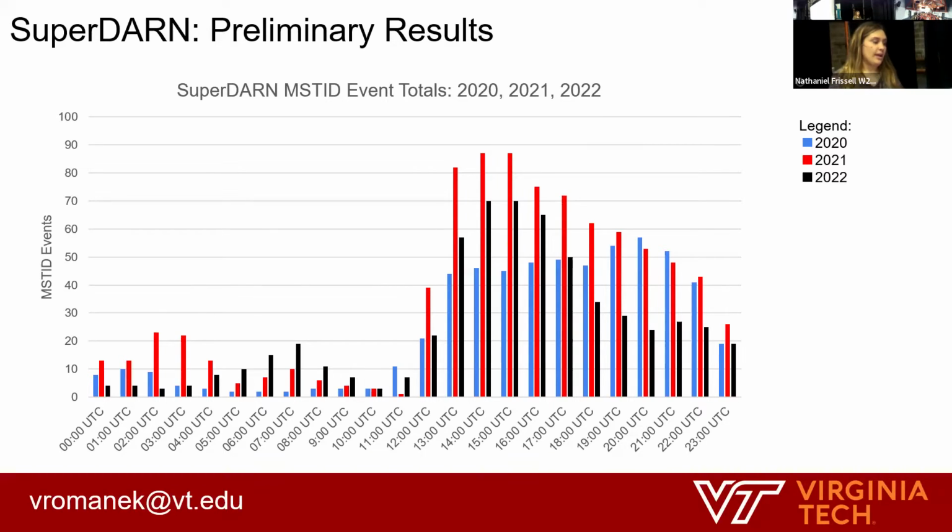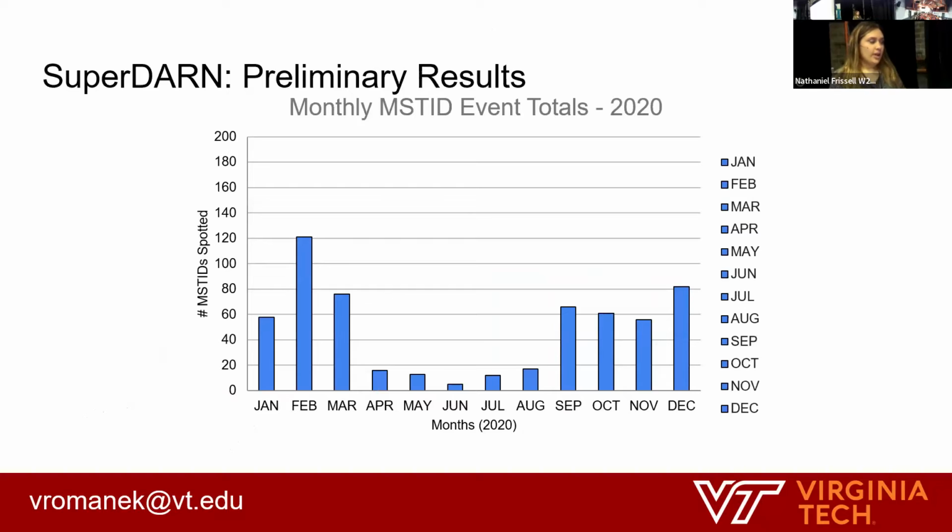I do want to point out, and as you'll see in a few slides from now, some of the data I didn't have access to. The radar just wasn't collecting data for small time frames, so I decided to break this up a little bit more to get a more accurate picture of what we're seeing that wasn't skewed by any missing data. So here I have the monthly MSTID event totals for 2020. The y-axis indicates how many hours I saw activity for that month, and then of course the x-axis is the months.